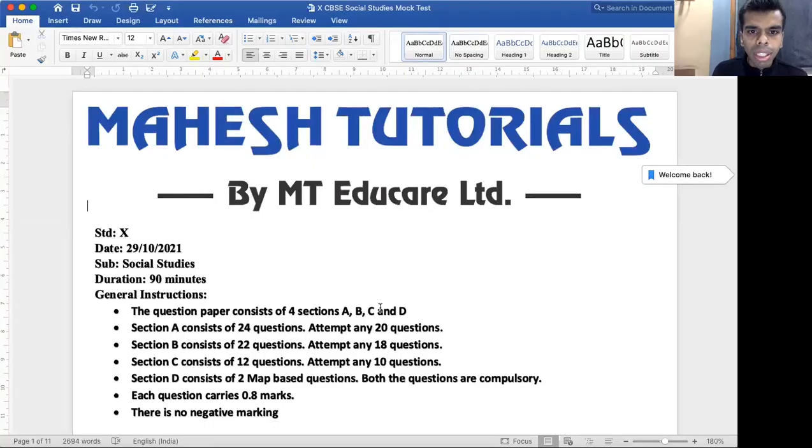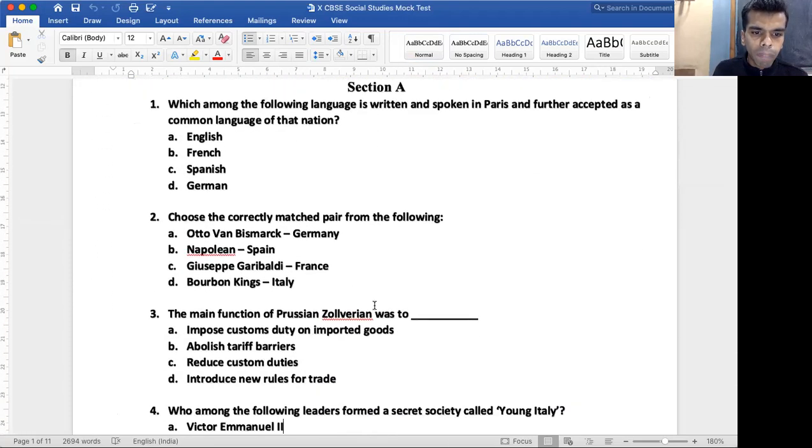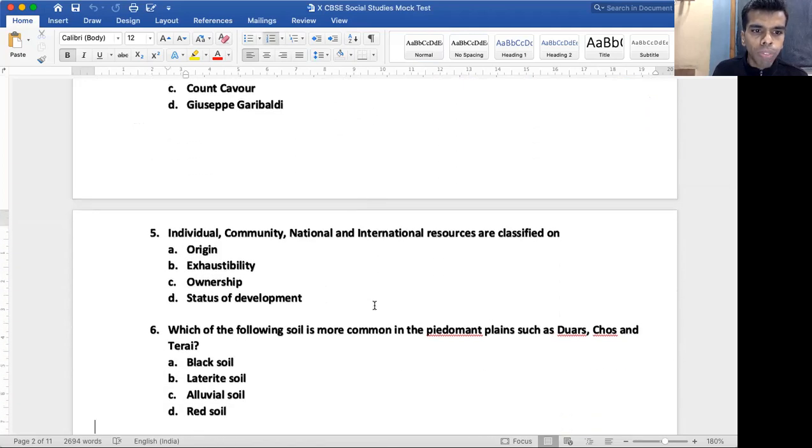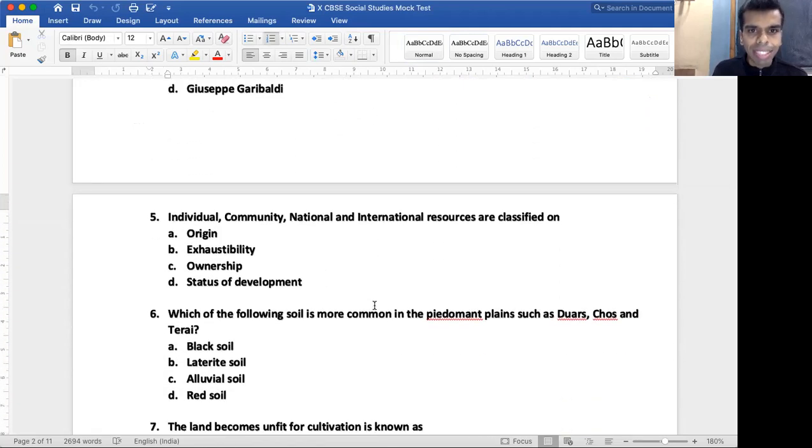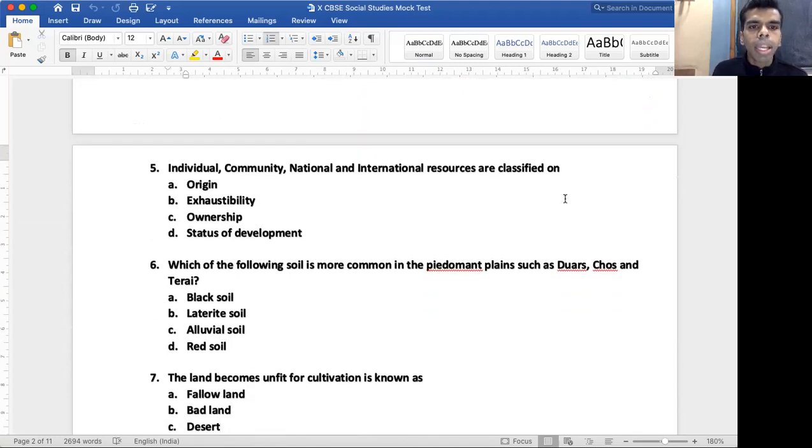Now, when we discuss the answers of the paper, I will discuss the geography and economics part of the paper. The geography questions were the 5th, 6th, 7th, 8th, 9th, and 10th questions. The 5th question was: individual, community, national, and international resources are classified on the basis of dash. The answer is option C, ownership.